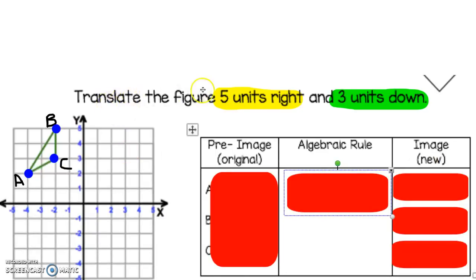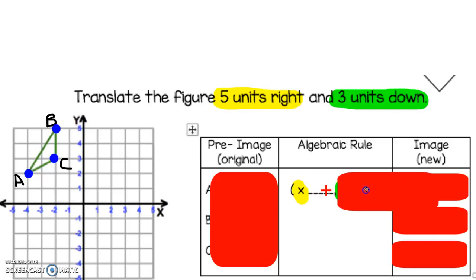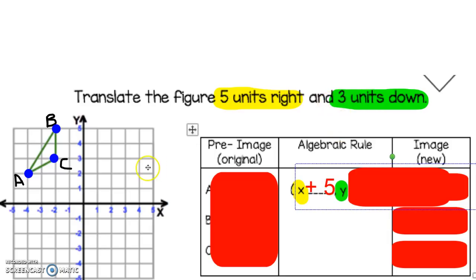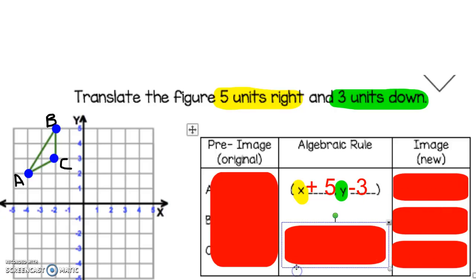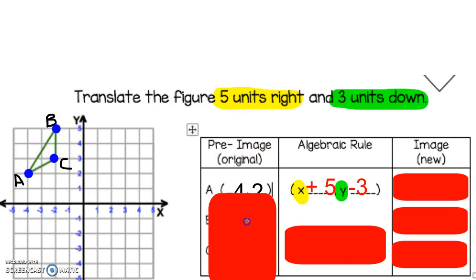Okay, so this says to translate the figure 5 units right and 3 units down. So I'm actually going to start right here with the algebraic rule. 5 units right, okay, so that's my x-axis. I know that going right is positive 5, so I write that as x plus 5. And 3 units down, that's on the y, and that's negative, so I write that as y minus 3.